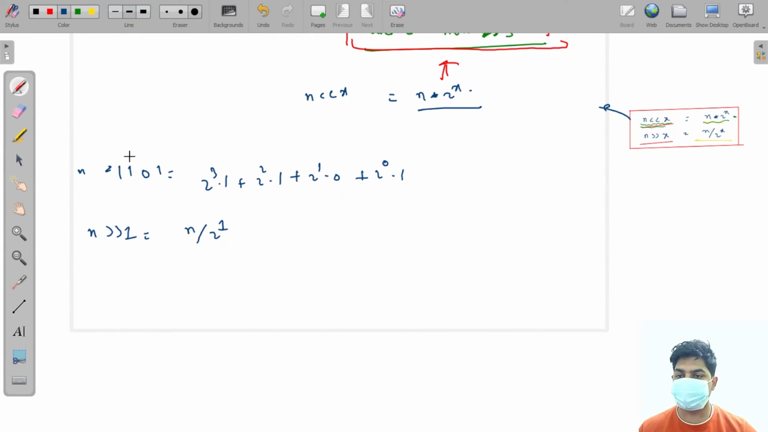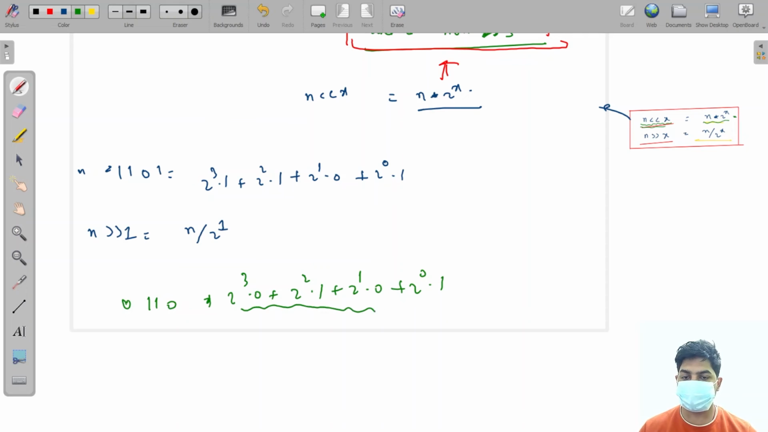So if we perform right shift, what will we get? 1101: this particular bit will be discarded and a new 0 bit will be added from the front. So we will get 0 1 1 0. If we write the binary of this, we get 2 raised to power 3 into 0 plus 2 raised to power 2 into 1 plus 2 raised to power 1 into 0 plus 2 raised to power 0 into 1. Let's suppose this is n dash, the new number, and this was our original number n.